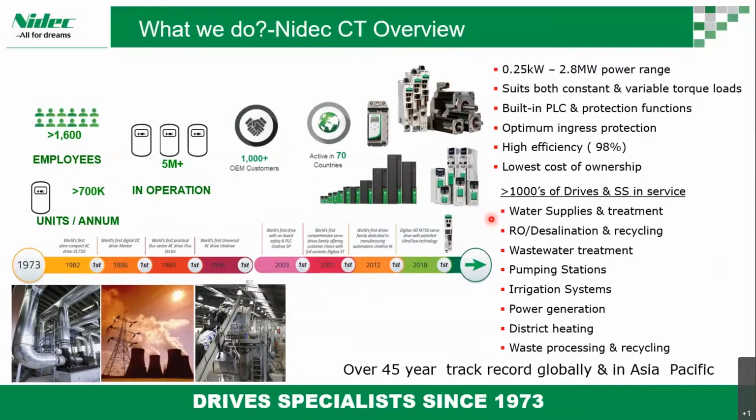This is all about water and wastewater. Now we go into a little more detail about what we do as Nidec CT, as an overview. The history starts in 1973, and we are now in the 7th generation of drive manufacturing. We have more than 1,600 employees across the globe and 5 million products in operation. Every year we make more than 700,000 units. We have more than 1,000 OEM customers and are active in about 70 countries.